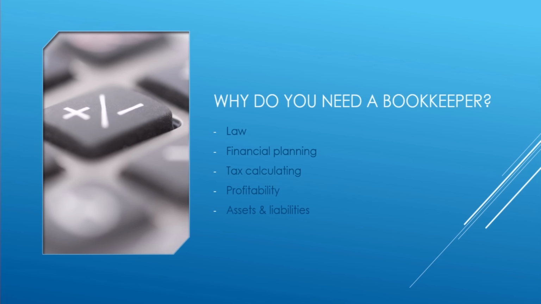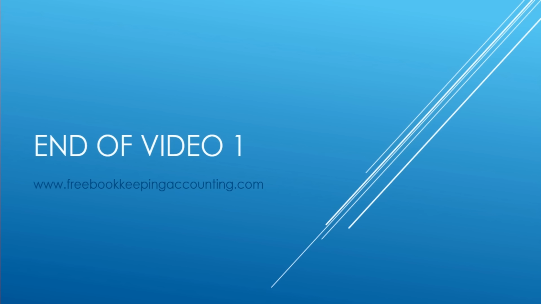And I've also put assets and liabilities. So assets and liabilities are simply things that the entity, business, company, charity owns or owes. So keeping a set of accounts will help a business know what it owns and what it owes, which is very important. You need to know who owes you money, for example, and who you owe money to. So there are 5 reasons why you need a bookkeeper, or in other words, why you need to keep financial accounts. Obviously, I could go on and talk about lots of other things, but just to keep things simple and basic, there are 5 reasons there for you.